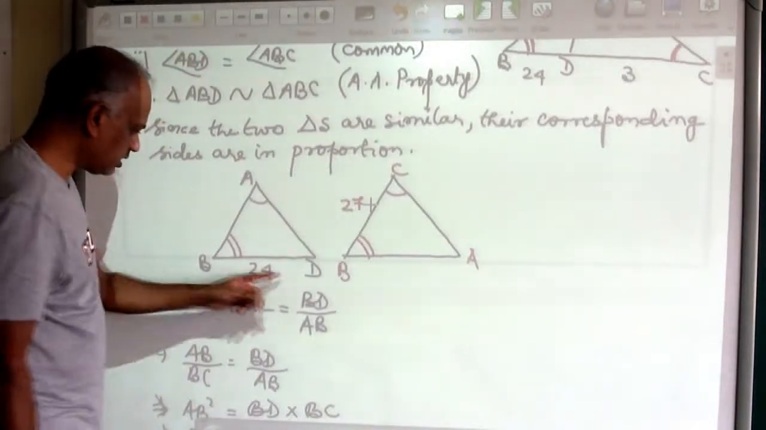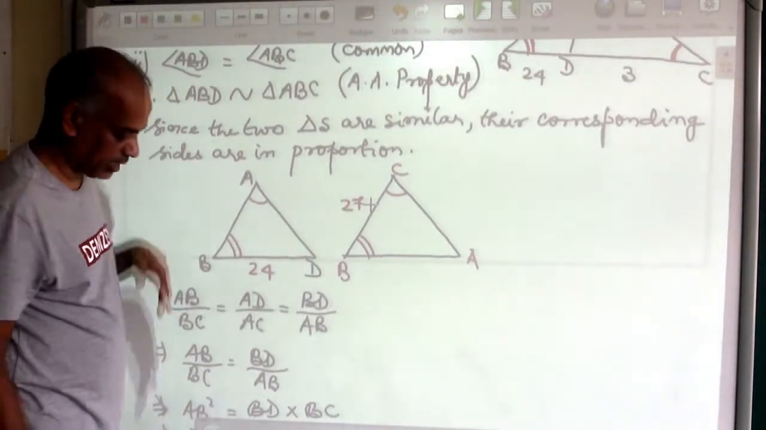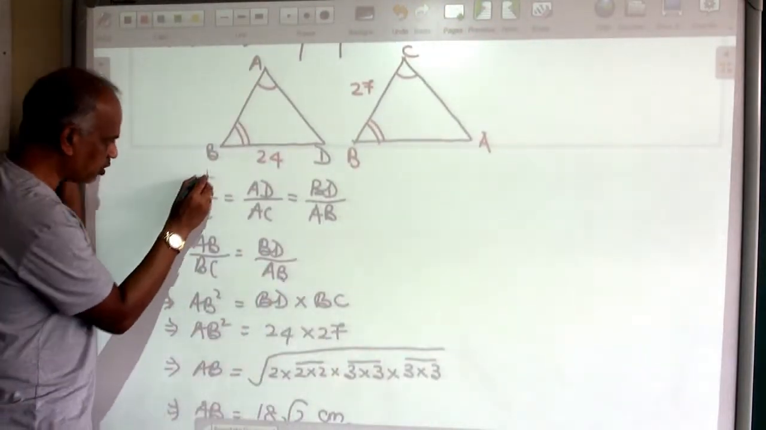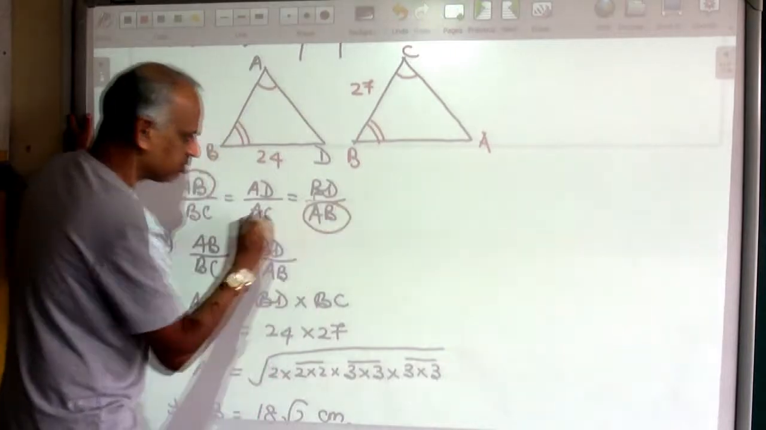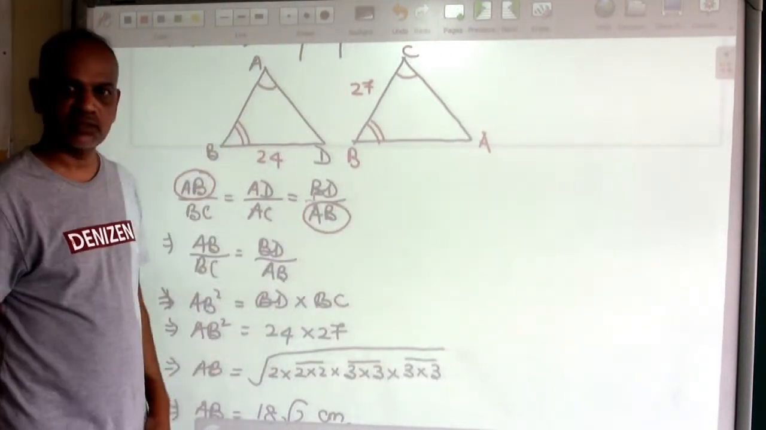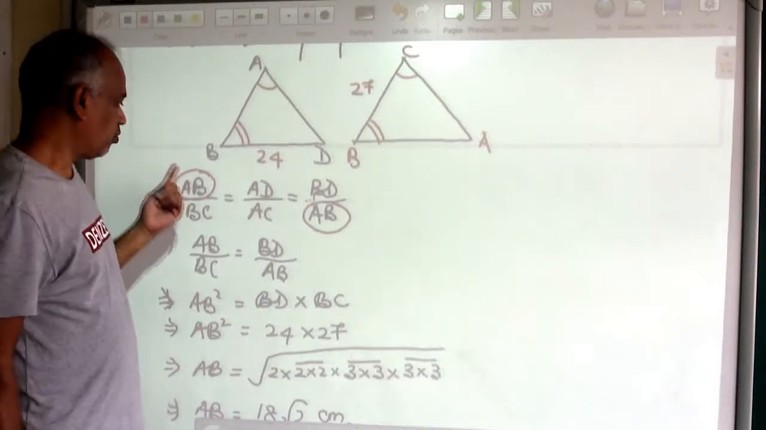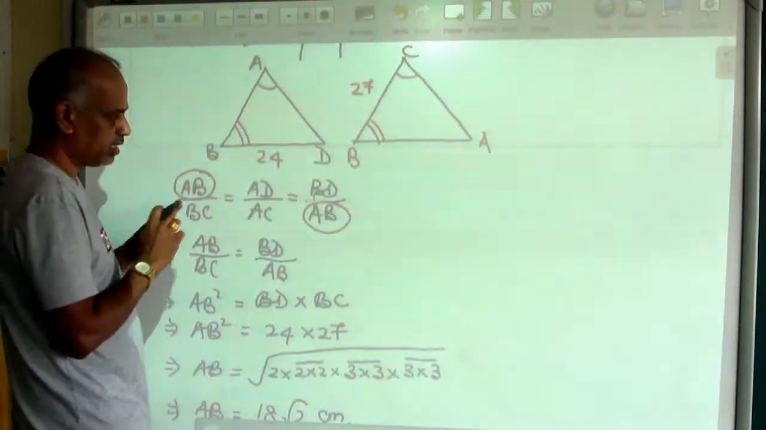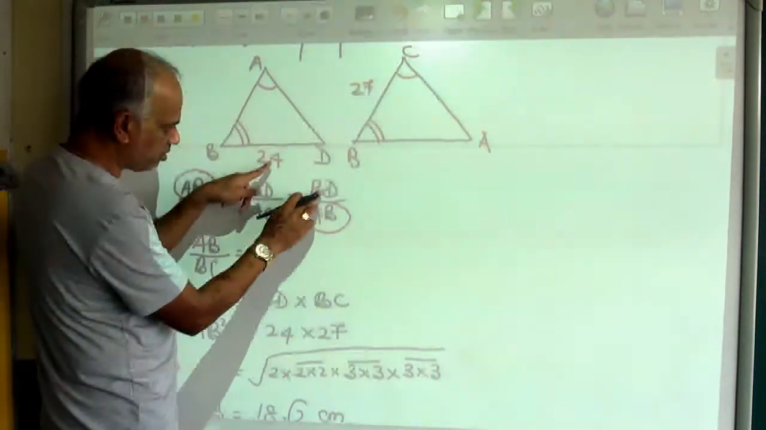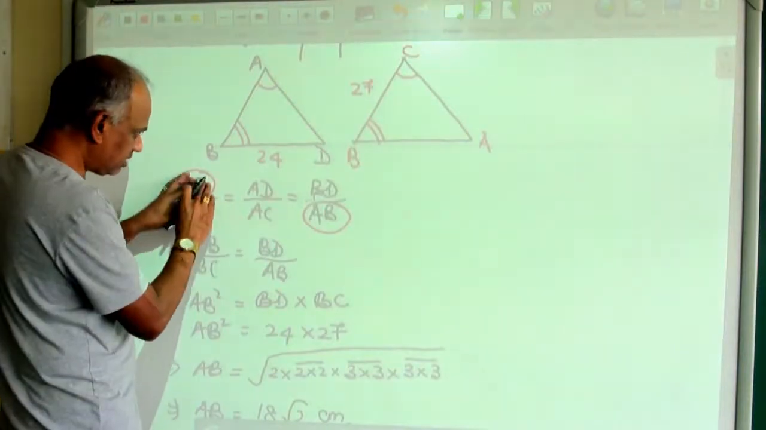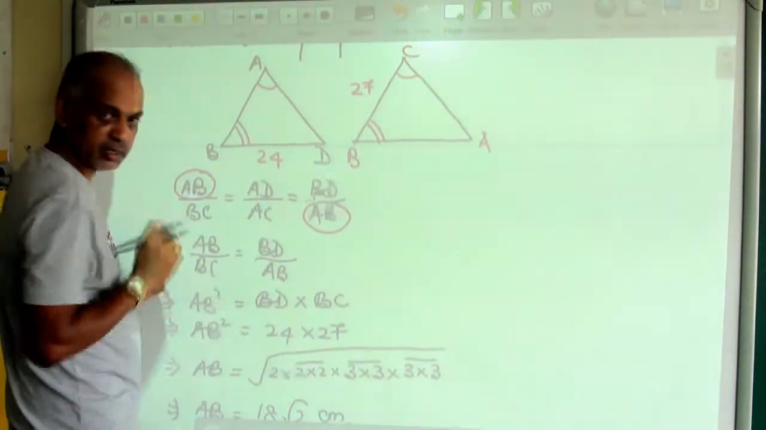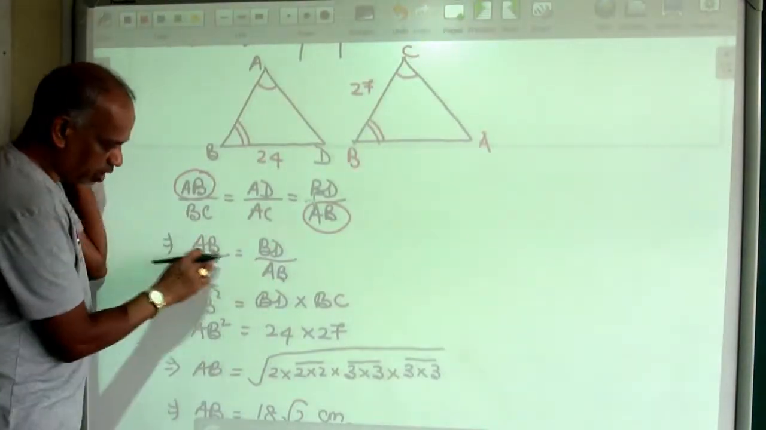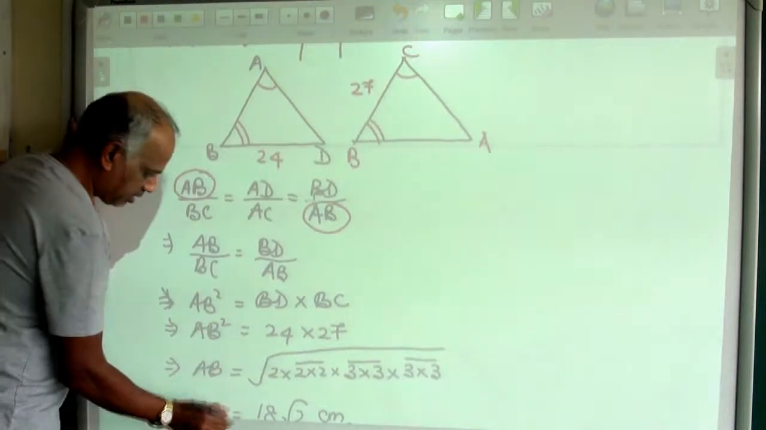Now if you look at this proportionality, you have to find AB. AB is what we are going to find. So AB is here. AB is also here. So you have to use both these ratios because AB is present in both. Now with AB, what is there? BC. Check whether you know BC. BC is 27, is known. With AB, there is BD. BD is also known, which is 24. So this and this ratio I am going to take, leave this one. So AB by BC is equal to BD by AB. AB is what we are going to find. So keep AB as it is.